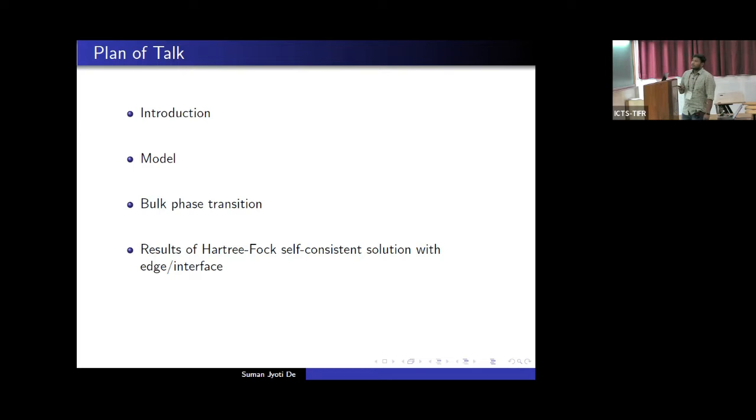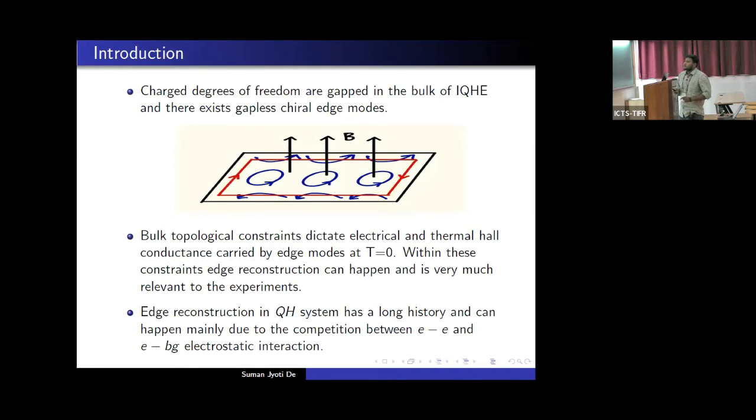Okay, so this is a brief overview of my talk. I will give a brief introduction of what edge reconstruction in a quantum Hall system is, and then I will talk about the model we are interested in. Then I will talk about the bulk of the system without an edge, where you can do some analytical calculation even in the presence of electron-electron interaction, and you can find there are some robust phase transitions. Then I will talk about the Hartree-Fock, self-consistent theory result with an edge, or interface as we call it, in the presence of electron-electron interaction. So let me begin with a simple introduction.